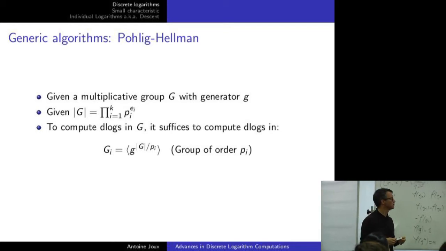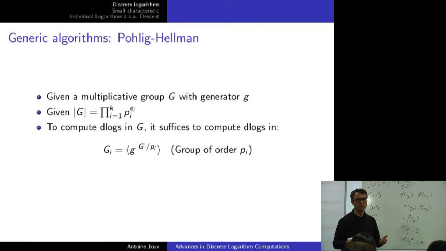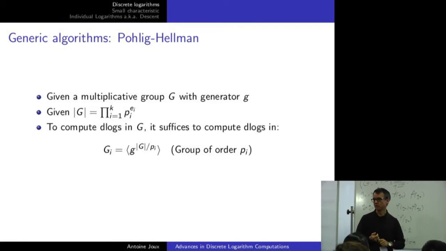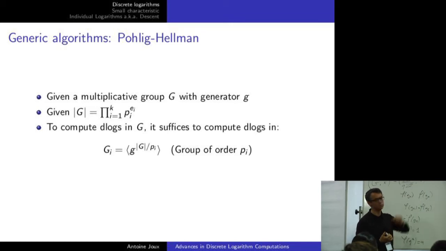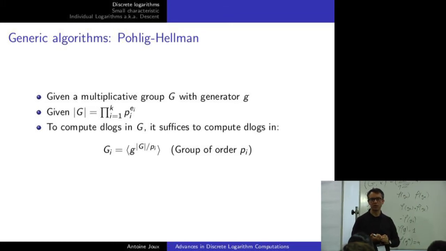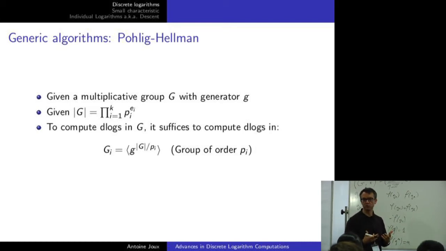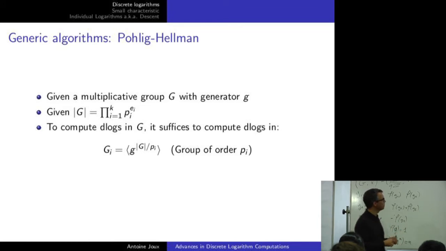Why do I do that? Well, mostly because in all crypto protocols, people usually know the number of elements. When you are doing Diffie-Hellman, usually you know the number of elements. And when you are doing a discrete log-based signature, it's often necessary to know the cardinality of the group. So I will assume that the cardinality is given. I will even assume a bit more.